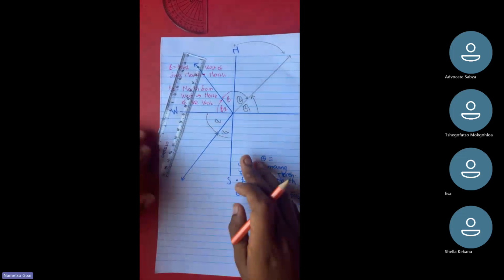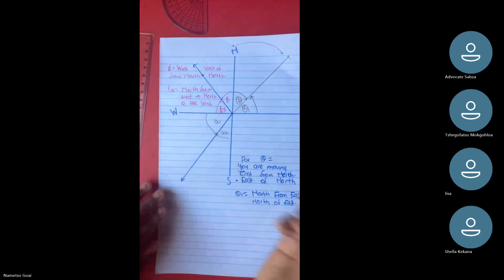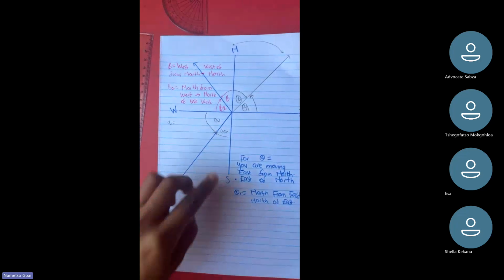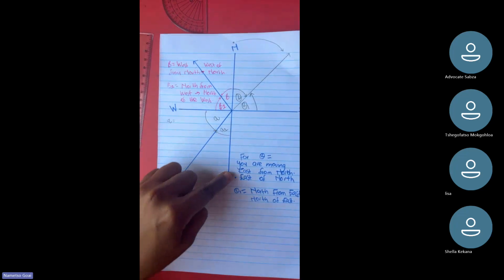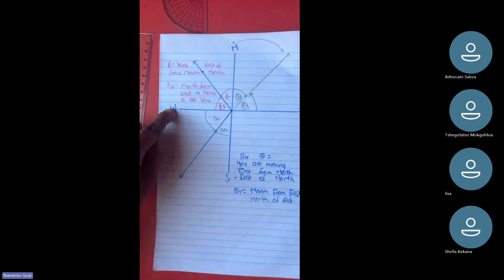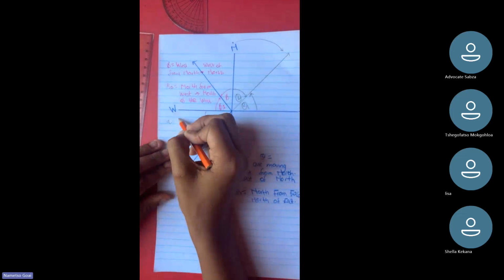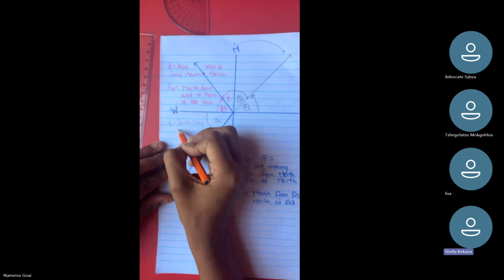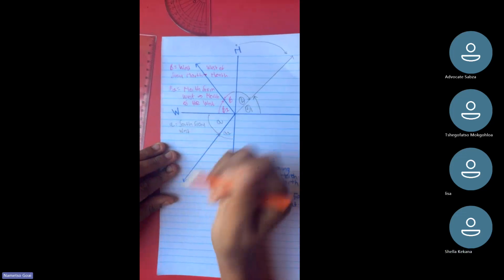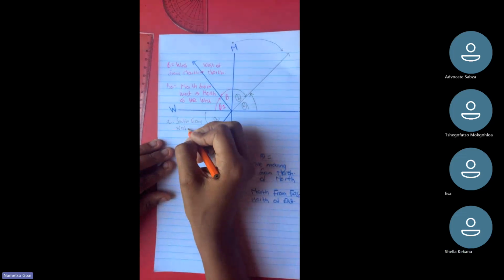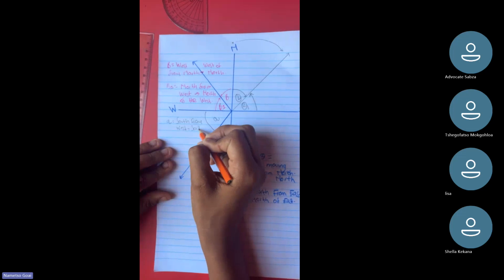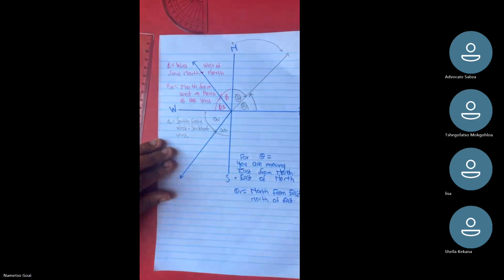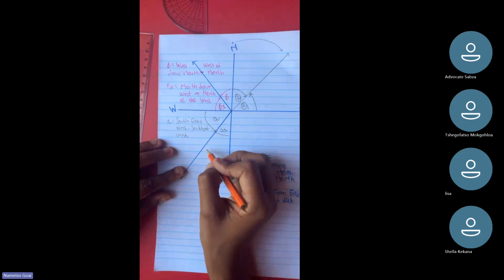Okay, now let's look at this one. Where is it moving? It's moving south from the west, right? So how you'd actually write it, you'd say this is south of west, right?